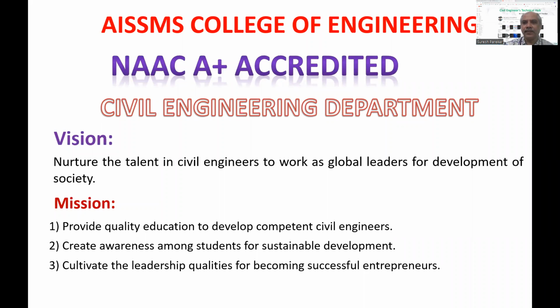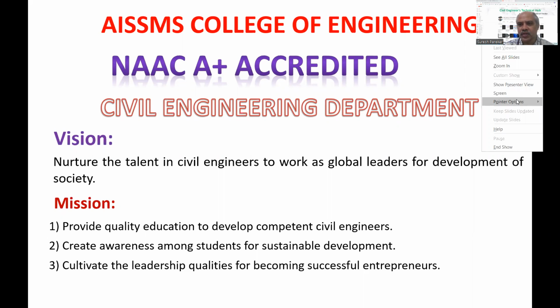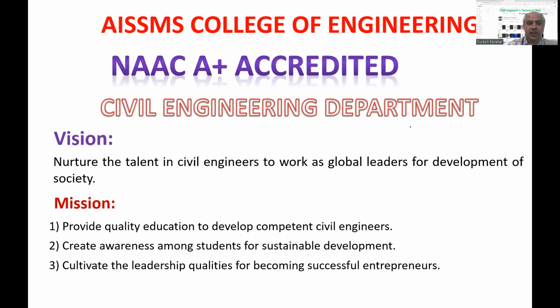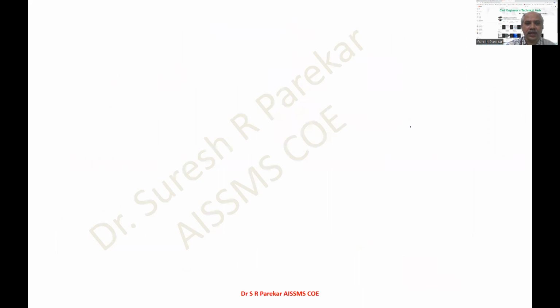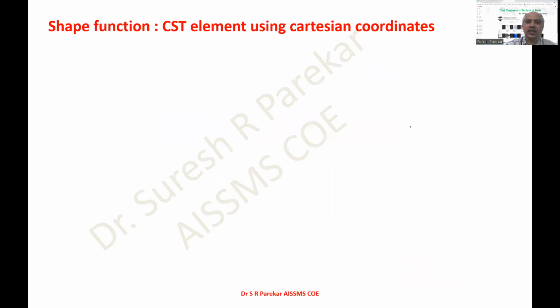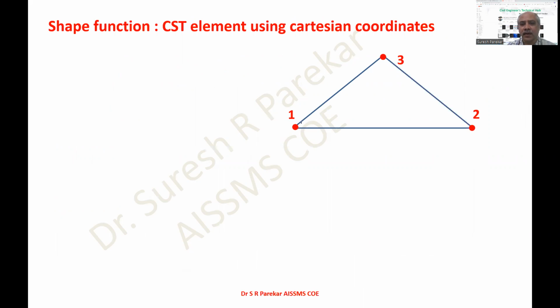Good afternoon. Today we are going to see the shape function for the CST element, and that is in Cartesian coordinates. So, the CST element using Cartesian coordinates. CST element means we have three nodes, that is a primary triangular element we can say. So we have this 1, 2 and 3 noded triangular element.